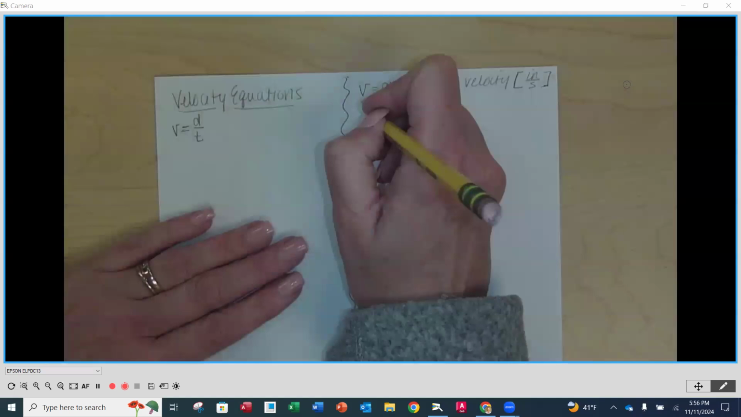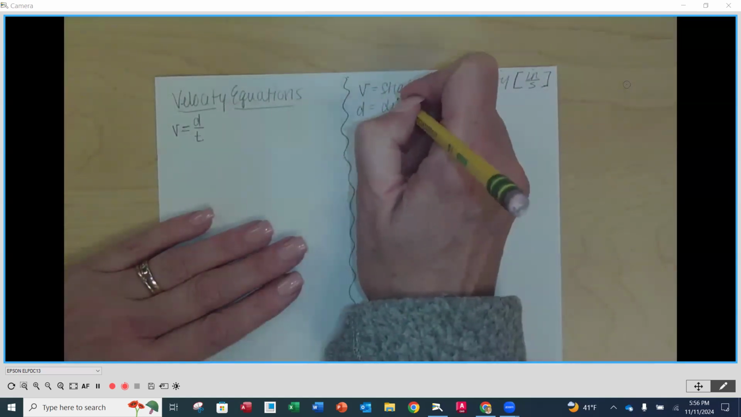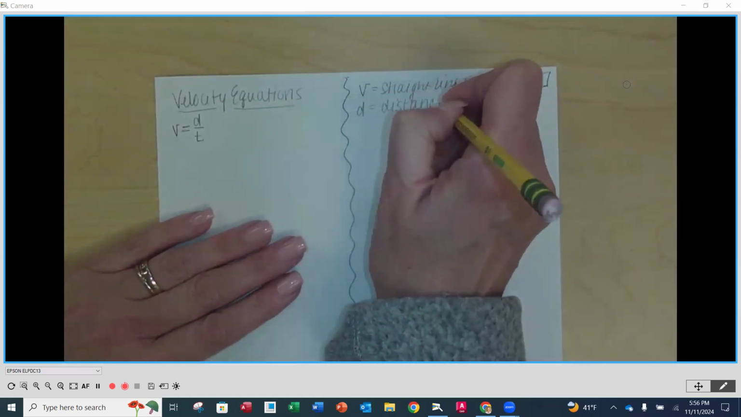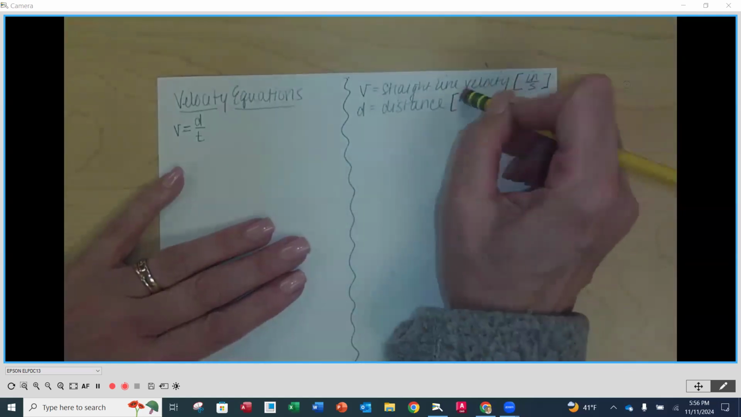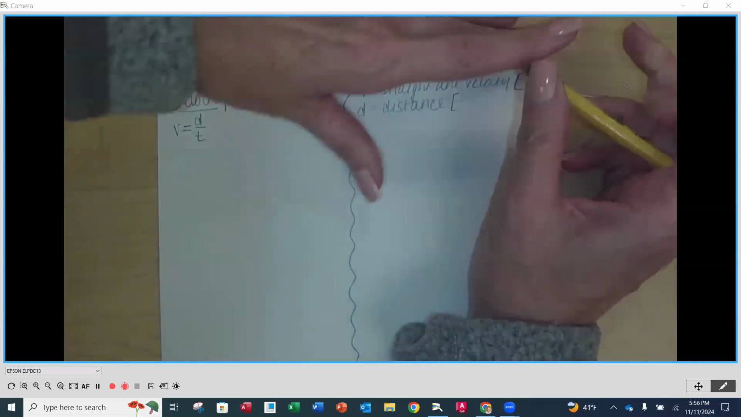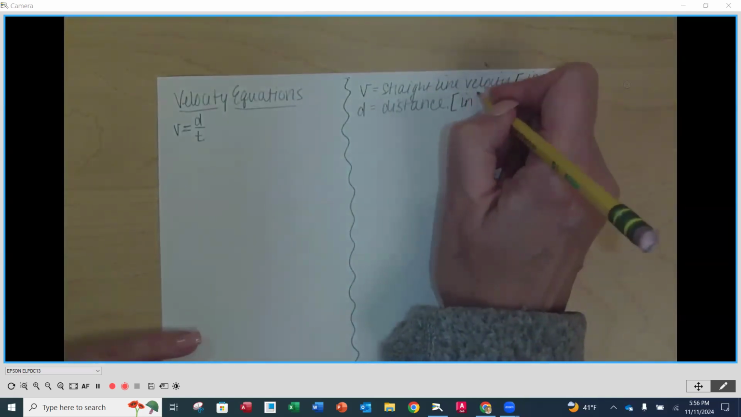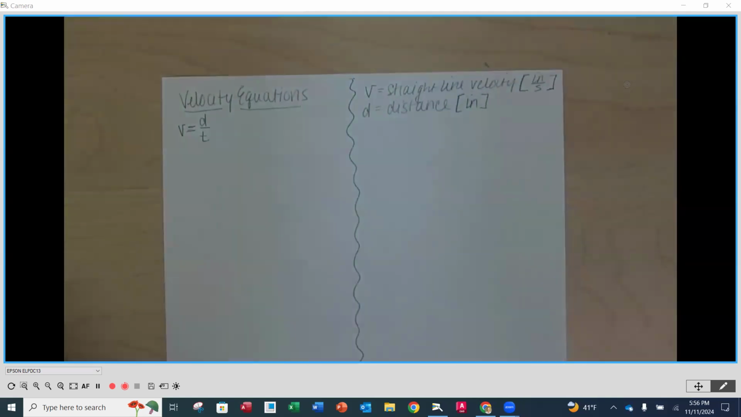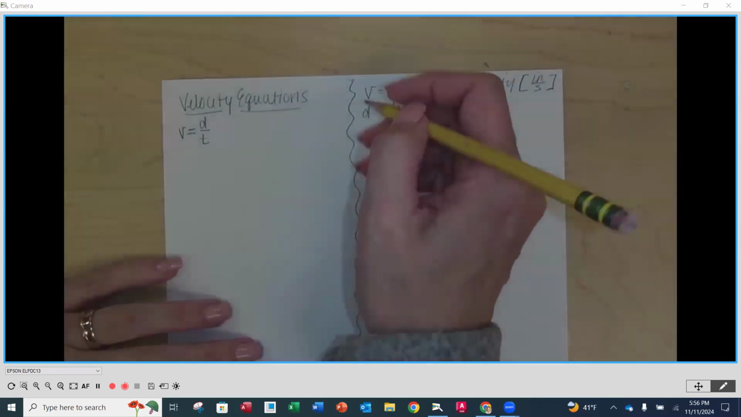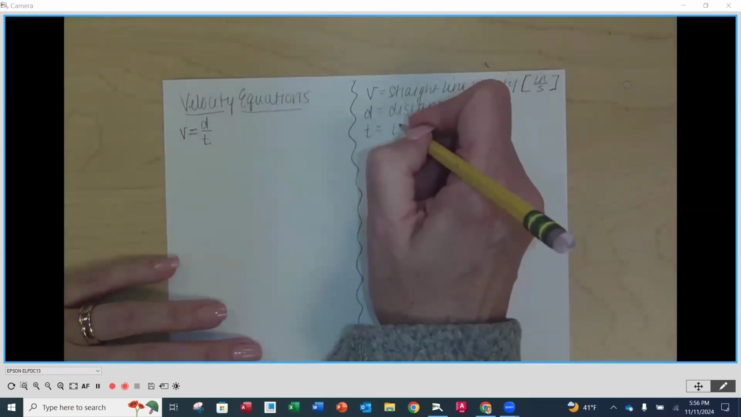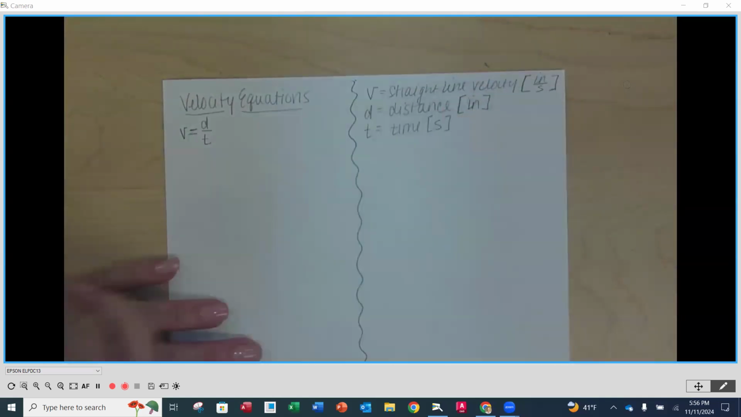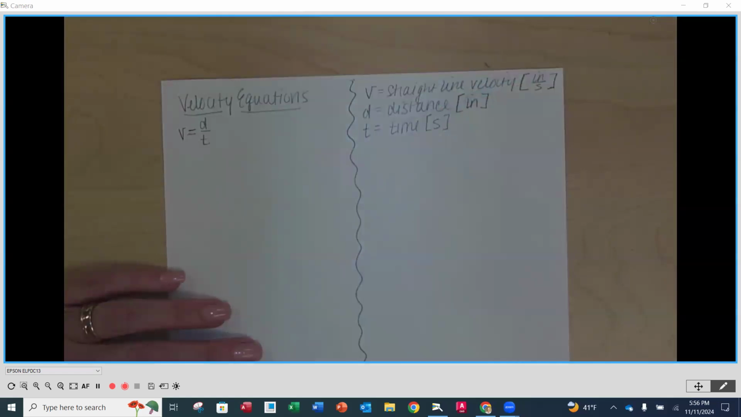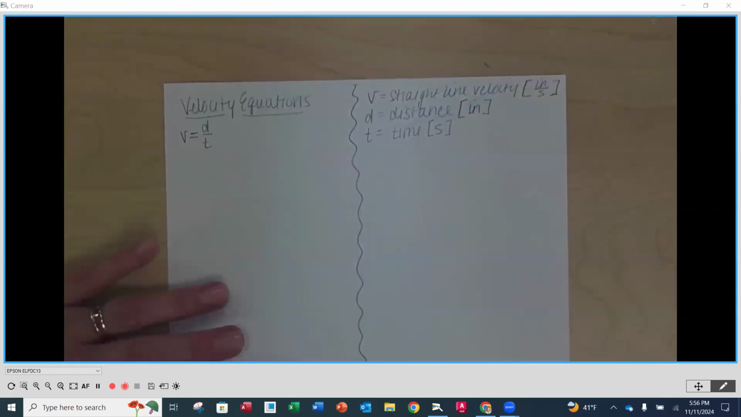Okay. d is going to be equal to distance, which, if we're using those same units, inches, feet, meters would be appropriate for it. And then t is equal to time, for which seconds, minutes, hours would be appropriate.